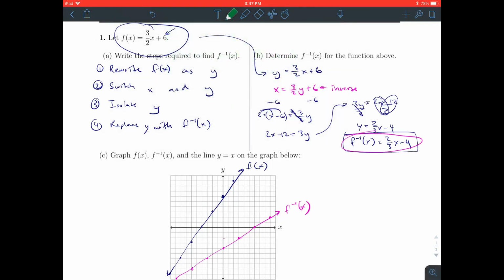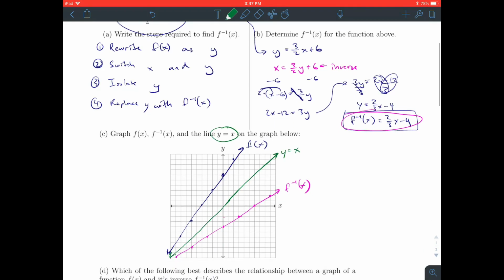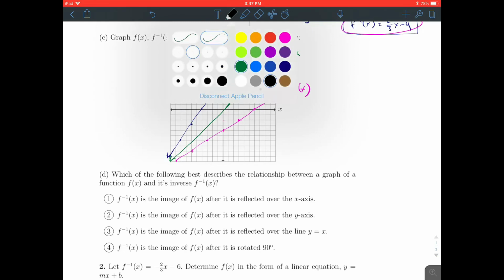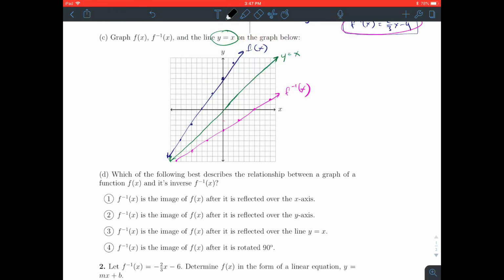Finally, we're supposed to graph, and I'll use green this time, the line y equals x. So this is the 45-degree line that should be familiar from geometry class. It's the line that passes through all coordinates where x and y are the same. So this is y equals x. And just like we saw in class, this creates a pretty cool picture, something that should be familiar from geometry.